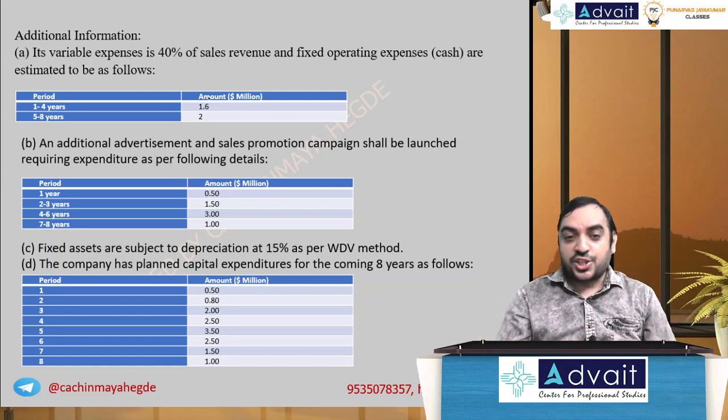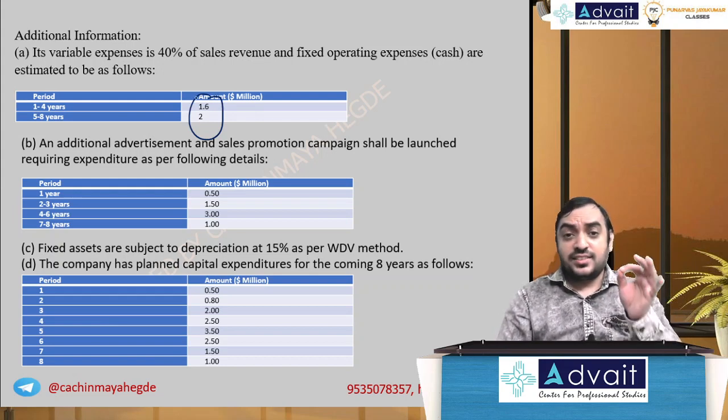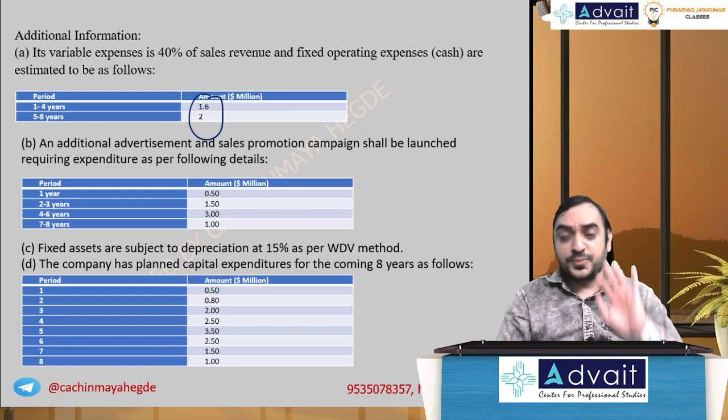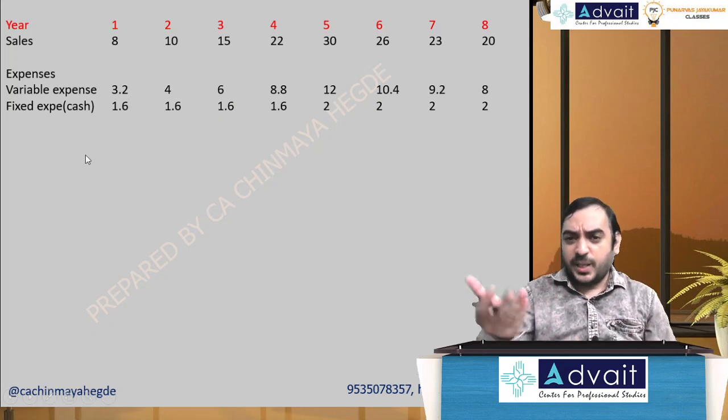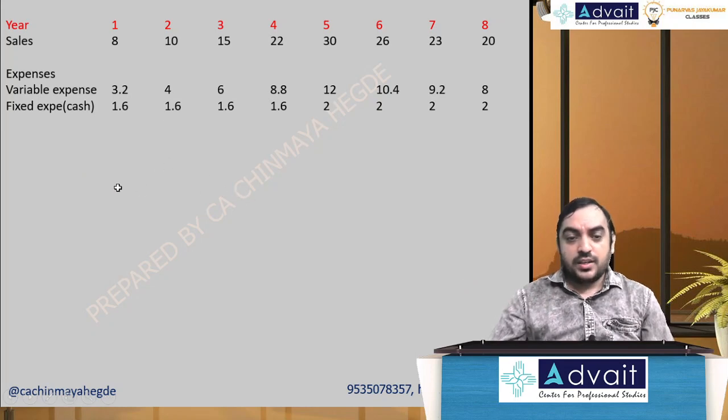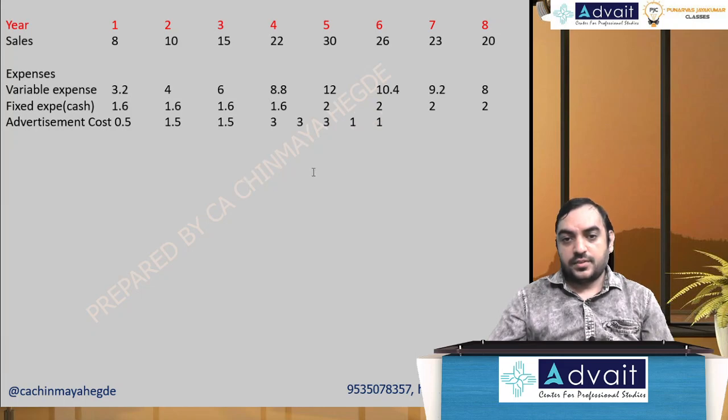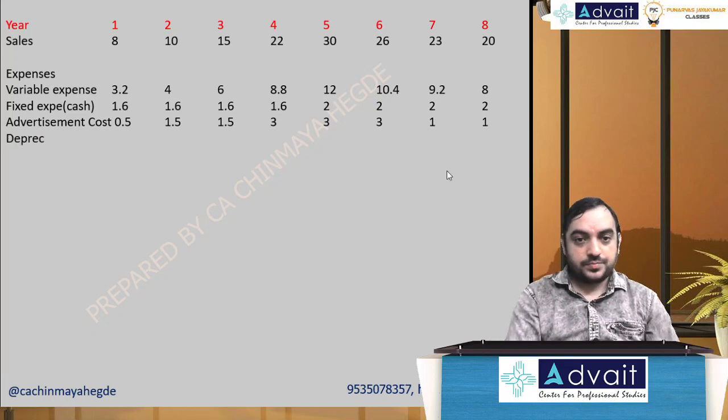So still our interpretation part. The interpretation is for each year, not all the 4 years put together. That's about fixed expenses, cash. Then they have also given advertisement expenditure, and depreciation we calculated. Let's calculate those things. Advertisement cost is given already, so you just have to make use of it. 0.5, 1.5, 1.5, 3, 3, 3. That is for the last 2 years, and then years 3 to 6 and all they have given. Then depreciation, we only calculated.